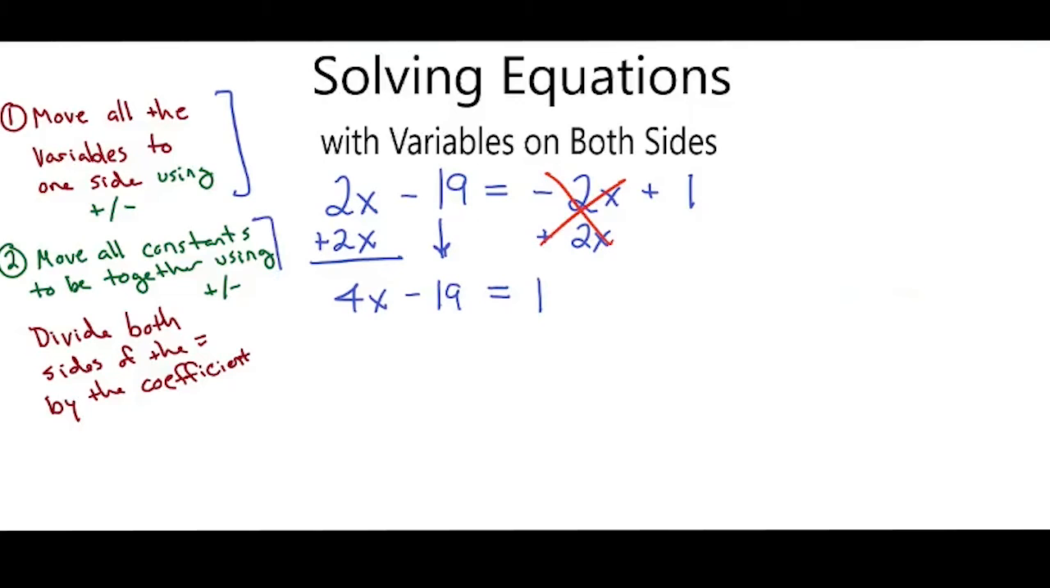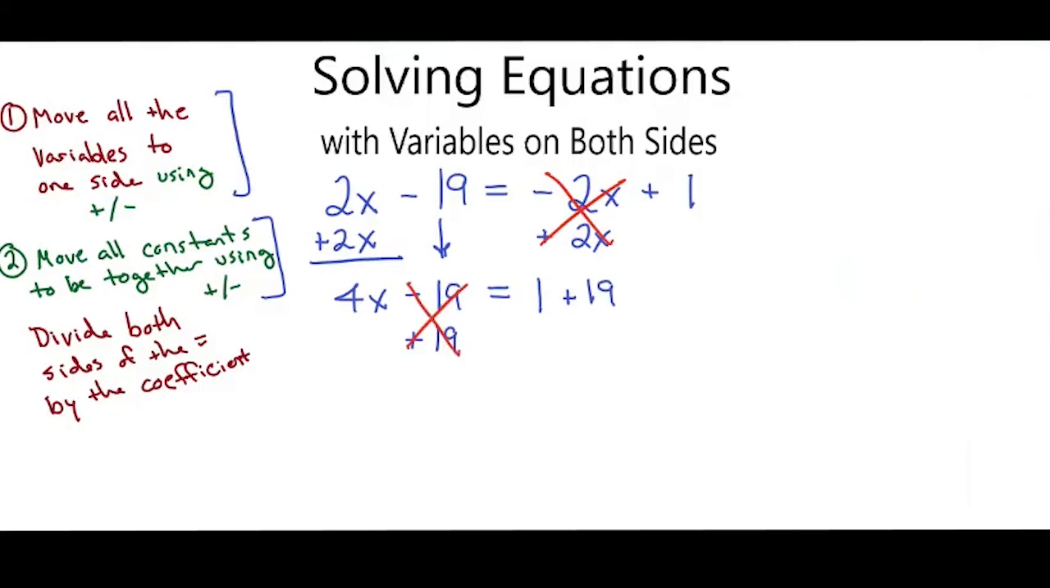My next step is to move all constants to be together using adding and subtracting. Well, remember, constants are numbers that do not have a variable attached to them. Here I have a minus 19 over here with this 4x. So I'm going to move that minus 19 to the other side. But the way you move minus 19 is to add 19 to both sides. Make sure you add 19 to both sides of the equation.